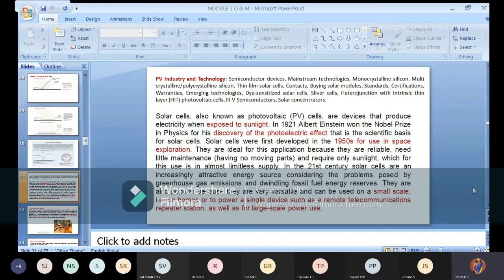From that day, they started working on getting energy from the solar to Earth in a variety of ways. Which cells, which semiconductor devices are responsible for converting that? In that evolution, they started digging into the source and conversion of energy. They are ideal for this application because they are reliable, and for this use it is an almost limitless supply. And in the 20th century, solar cells became an increasingly attractive energy source considering the problems posed by greenhouse gas emissions and dwindling fossil fuel energy reserves.